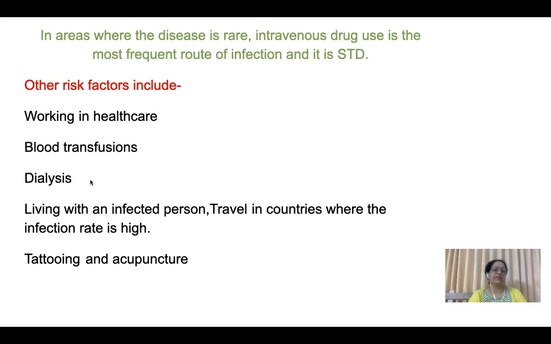Third possibility is dialysis. As you know, the instrumentation used for dialysis is repeatedly used in the hospitals, and here the possibility of transmission of these virus particles from one person, that is from patient to other, may occur in the dialysis chamber. Living with an infected person, traveling in countries where the infection rate is high, are also conditions required for acquiring this infection.